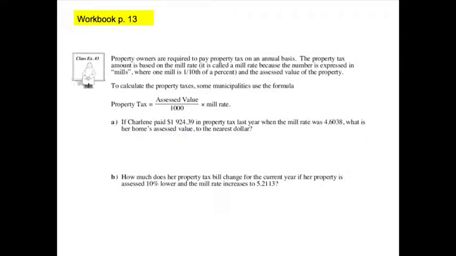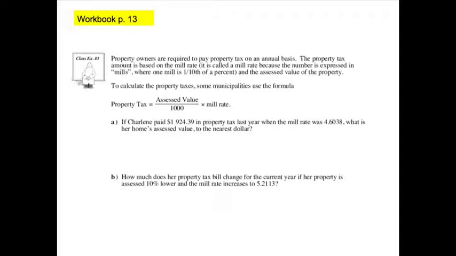Property owners are required to pay property tax on an annual basis. The property tax amount is based on the mill rate and the assessed value of the property. To calculate the property taxes, some municipalities use the formula: property tax is equal to the assessed value of the house divided by 1,000 times the mill rate.